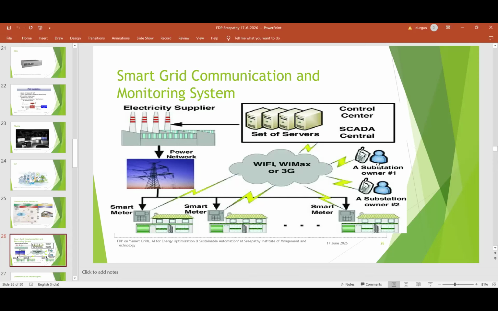So they can monitor the unit. Okay, they will be at a remote location. They will be operating the control substations using their mobiles.